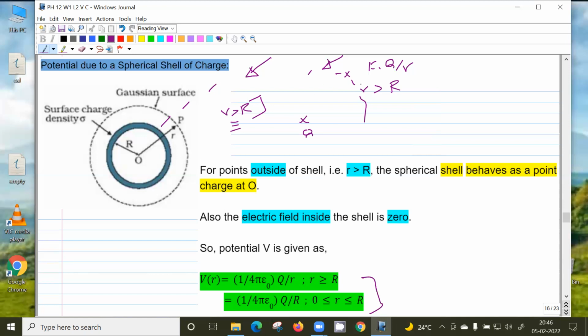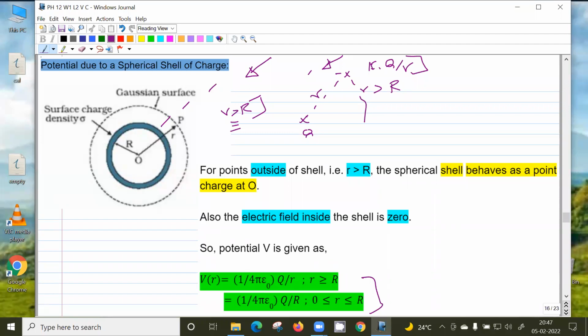But you understood this expression of potential. See, if you have a point charge, what is the potential at distance r? K into Q by r, right? This is your point charge, and what I'm saying is the electric field pattern for a point charge and the spherical shell are exactly the same.